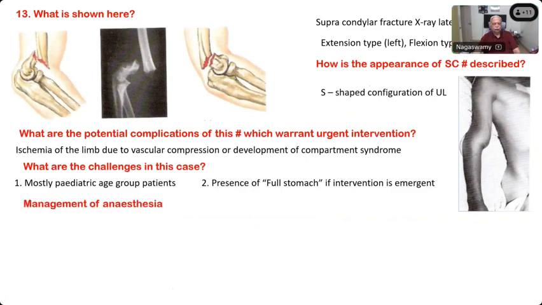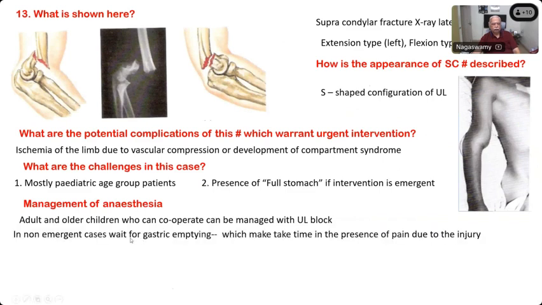So management of anesthesia in these cases: adults and older children who can cooperate can be managed with an upper limb block. Even if the child has eaten, no problem. You can just give a good block and manage the whole procedure with the block itself. But in non-emergent cases, we have to wait for gastric emptying.